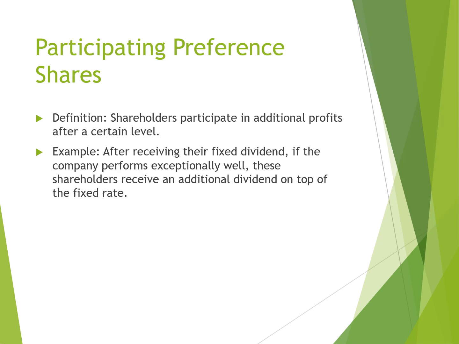So what is this participating preference share? Participating preference share is the surplus that the preference shareholders are eligible to get. When a company earns additional profits, the shareholders are entitled to get these surplus profits. After receiving their fixed dividend, if the company performs exceptionally well, these shareholders receive an additional dividend on top of the fixed rate.